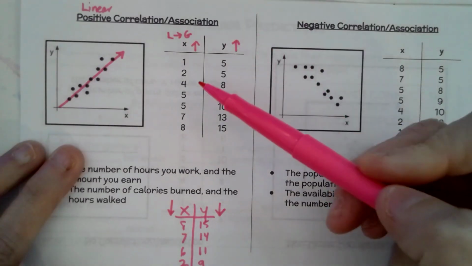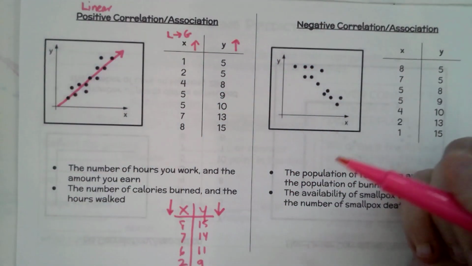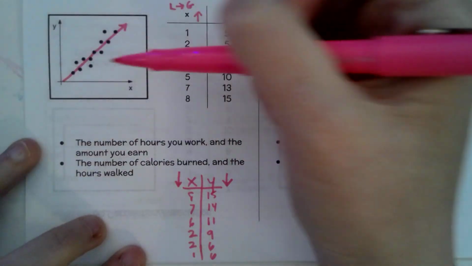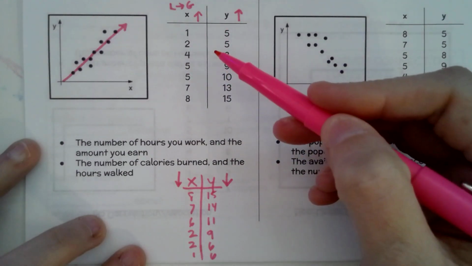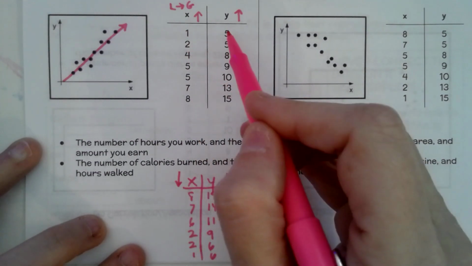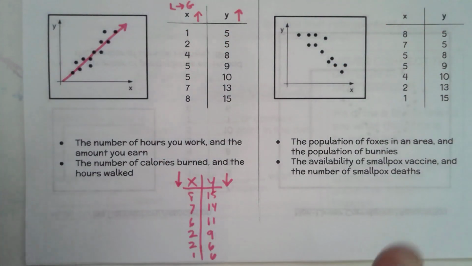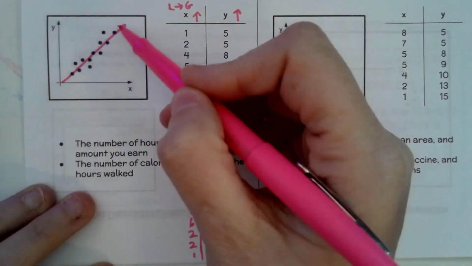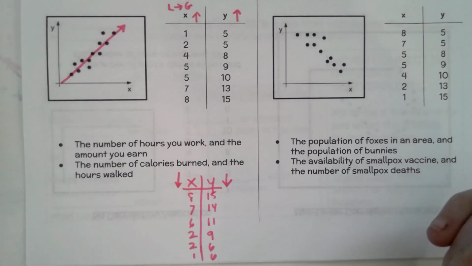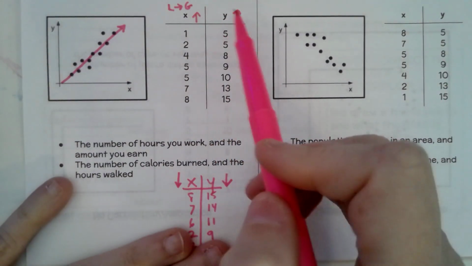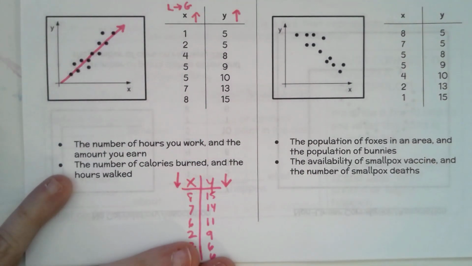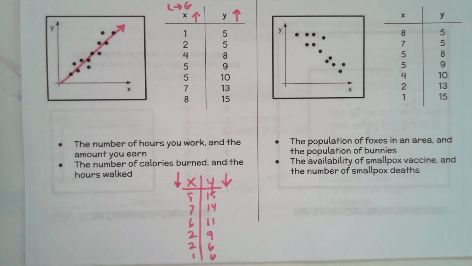So notice if they're both going up or they're both going down, I have a positive correlation. And the reason for that is if I were to graph these points, it doesn't matter if the 1, 5 is at the top or at the bottom. It doesn't matter which way they're going. When I graph those, they're going to look like this. If the x and y values are going in the same direction, it's going to be a positive correlation. So think about it like when you multiply. If it's the same sign and I multiply, it's positive. So if they're both going up, it's positive. If they're both going down, it's positive.